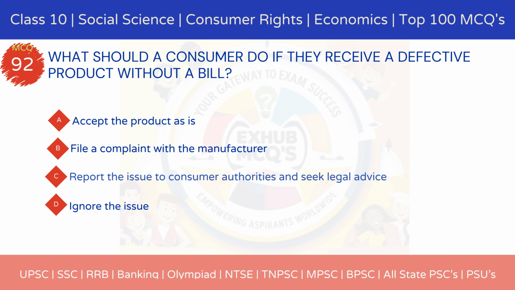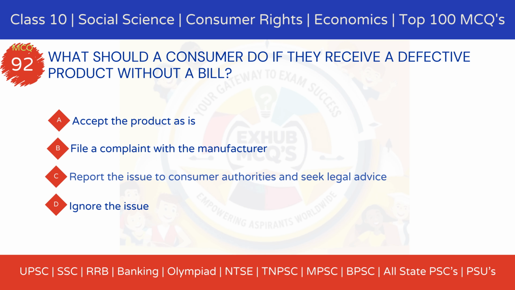MCQ 92. What should a consumer do if they receive a defective product without a bill? Option A, accept the product as is. Option B, file a complaint with the manufacturer. Option C, report the issue to consumer authorities and seek legal advice. Option D, ignore the issue.